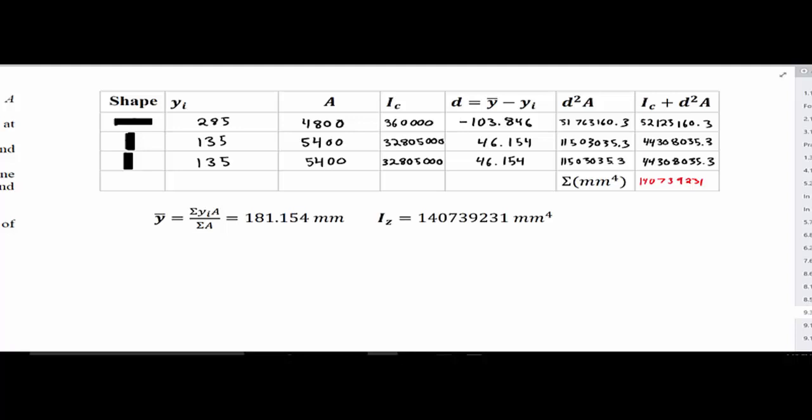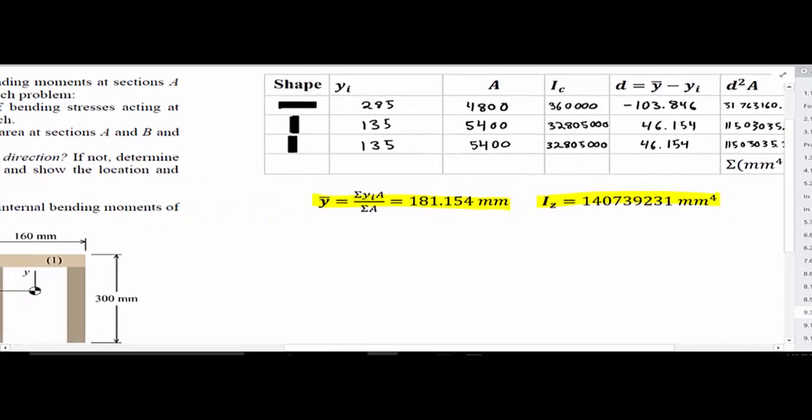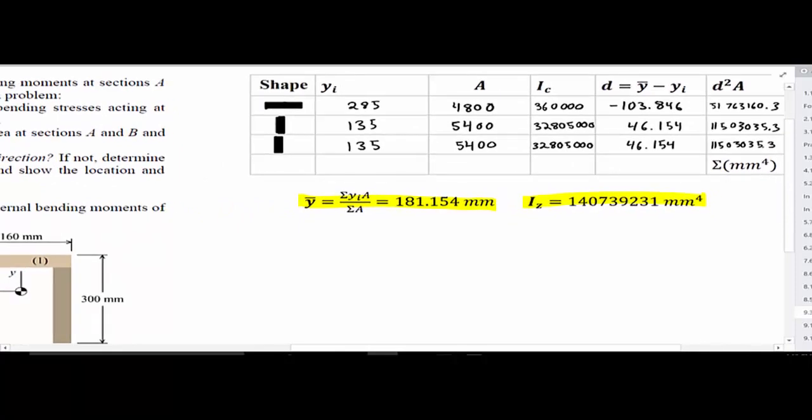I've already done this because you should be very familiar with it. You can verify my answers if you need to, but the process is that for each shape we find our y, in millimeters, and our area, and then the moment of inertia for each shape, and then the difference between y bar and y sub i. Then we find our parallel axis theorem terms and sum all these values together to get our moment of inertia, and this is our y bar.